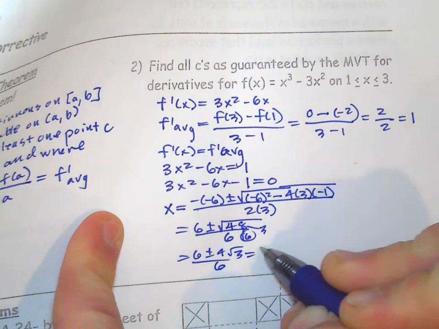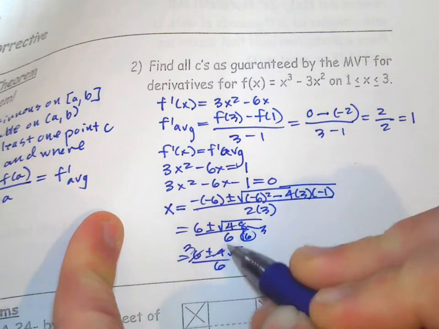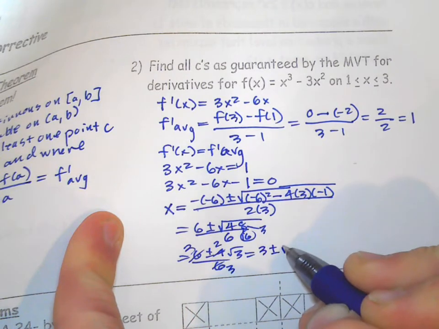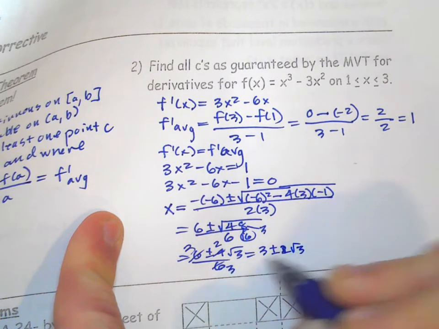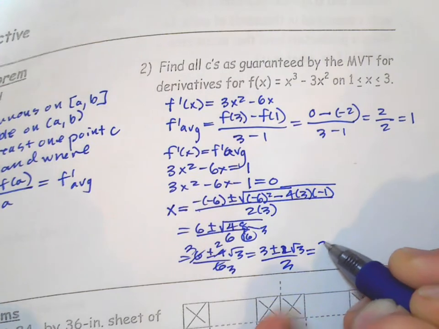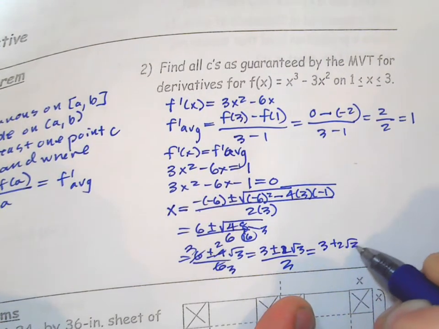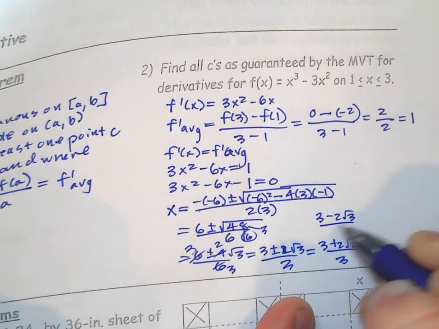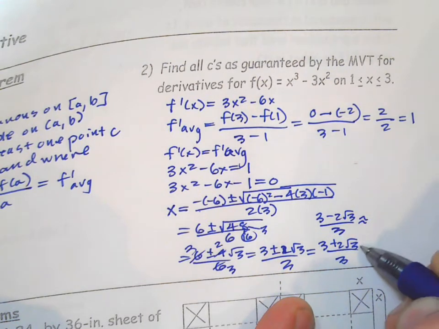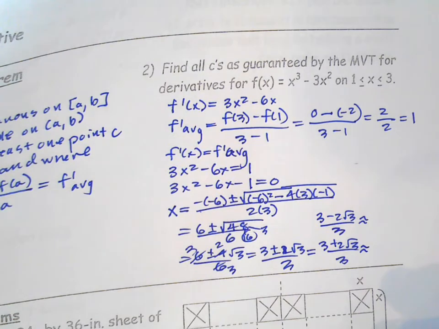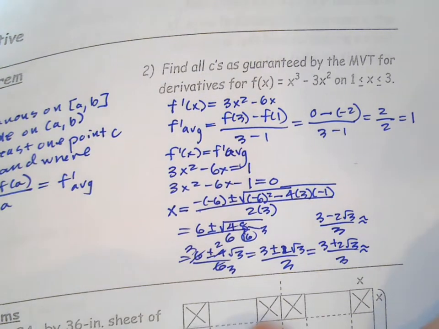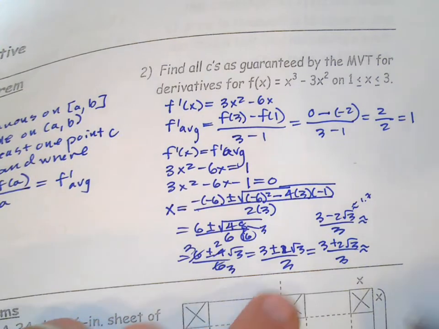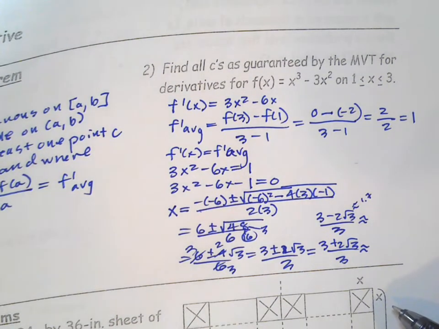We could take a 2 out of everything in the top and everything on the bottom. So 3 plus or minus 2 root 3 over 3. So one of the answers is 3 plus 2 root 3, and one of them is 3 minus 2 root 3. But we need to make sure they're between 1 and 3. So I'm going to estimate these. Root 3 is about 1.7. It's between square root of 1 and square root of 4, between 1 and 2. So I'm going to say about 1.7.